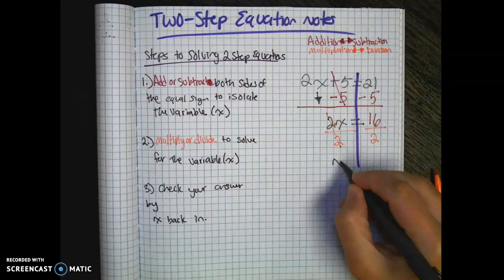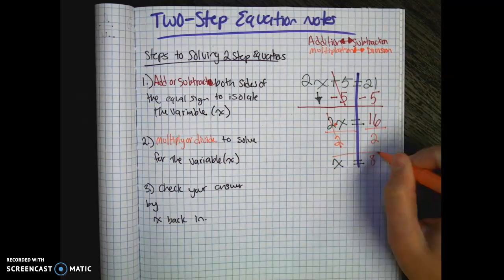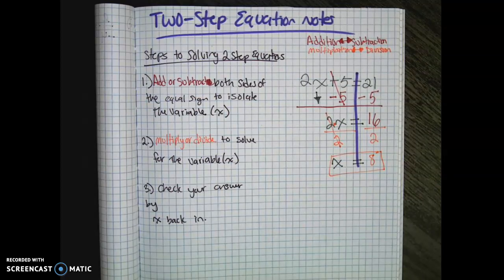So I'm left with x equals 16 divided by 2. That's going to give me 8. So I solved what x equals, which is 8.